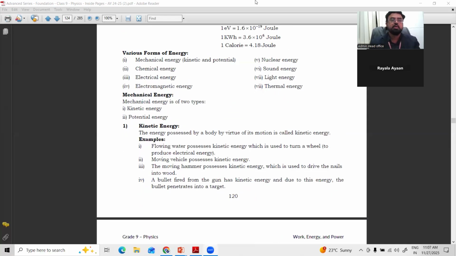Right? Then various forms of energies, what we can see in day-to-day life. So mechanical energy.